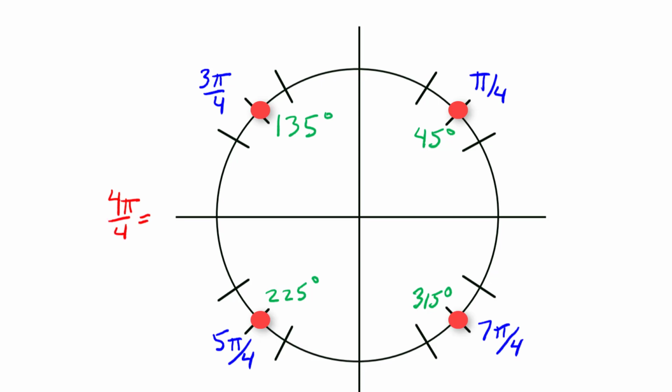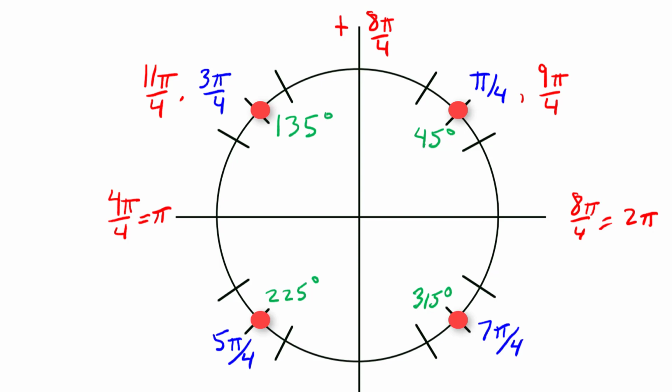As before, we can rewrite pi, but this time in terms of fourths. So it's 4pi/4, and 2pi can be written as 8pi over 4. That means that if we want to go around the unit circle more than once, we can add 8pi over 4 to any one of these values. We get 9pi over 4 in quadrant 1. 8 and 3 is 11, so 11pi over 4 in quadrant 2. Quadrant 3, 8 and 5 is 13, so that's 13pi over 4. And in quadrant 4, 7 plus 8 is 15, 15pi over 4.